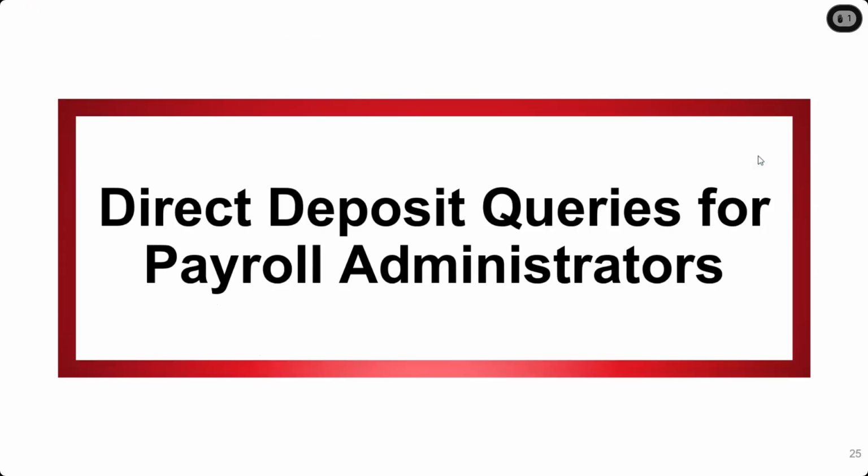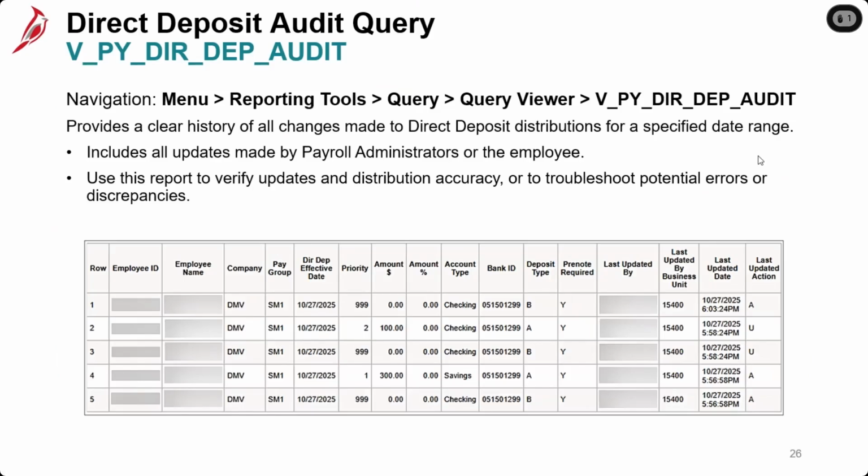All right. A couple tools. I saw some questions earlier, and hopefully these will answer it. A couple tools or queries that are available to payroll administrators are going to be even more useful now that employees are updating their own. The first one is the direct deposit audit query. This query gives you a list: you put in a from date and a to date, and all of the changes that were made to employee direct deposits in that date range will show up.